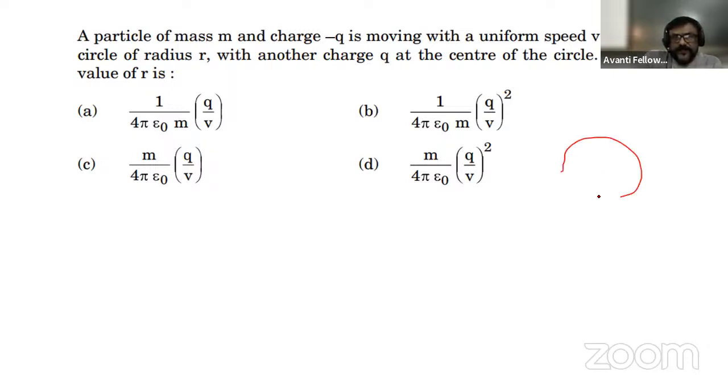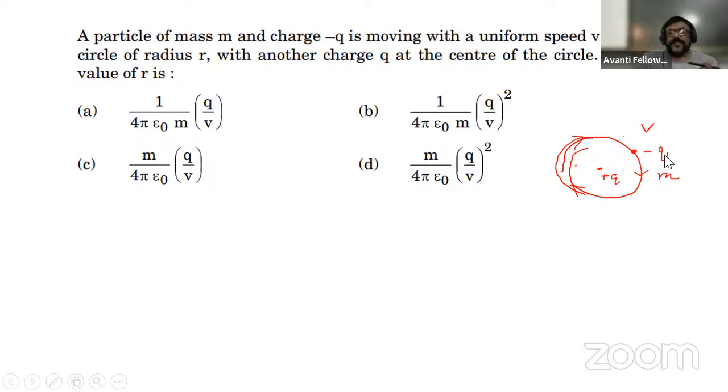So this is a circular path. Imagine that this is a circular path. So we have a charge at the center, that is positive q, and another charge, negative q, of mass m. Its mass is m, and it was moving around in a circle around this positive charge q with a constant speed v, not velocity, constant speed v. Okay. Which equation do we need from our 11th class?